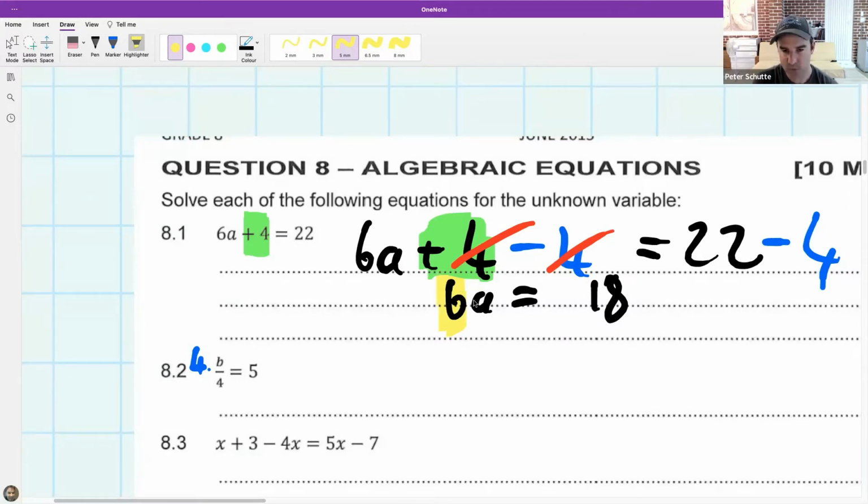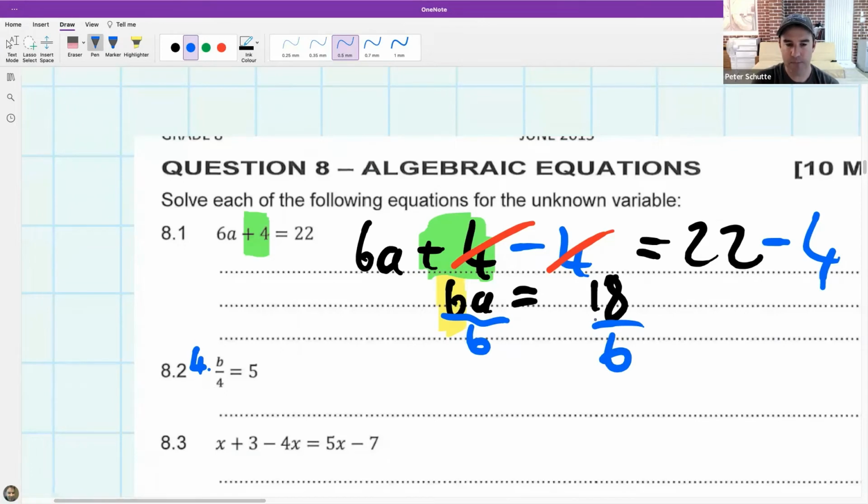6 times a is what that means. Now, what is the opposite of timesing by 6? It's going to be dividing by 6. But my teacher told me if I do one thing to one side of the equation, I have to also do it to the other side.